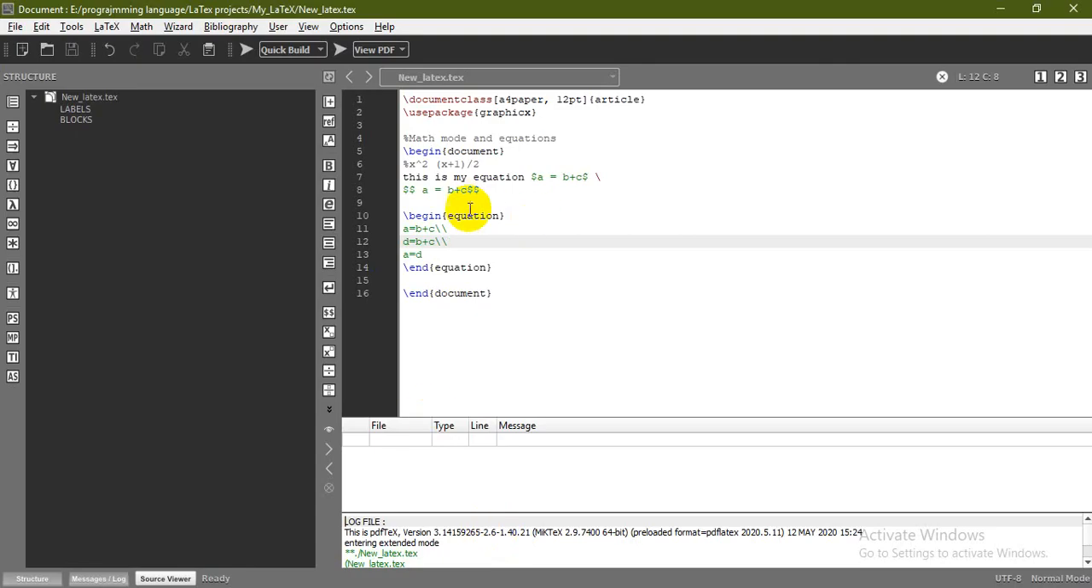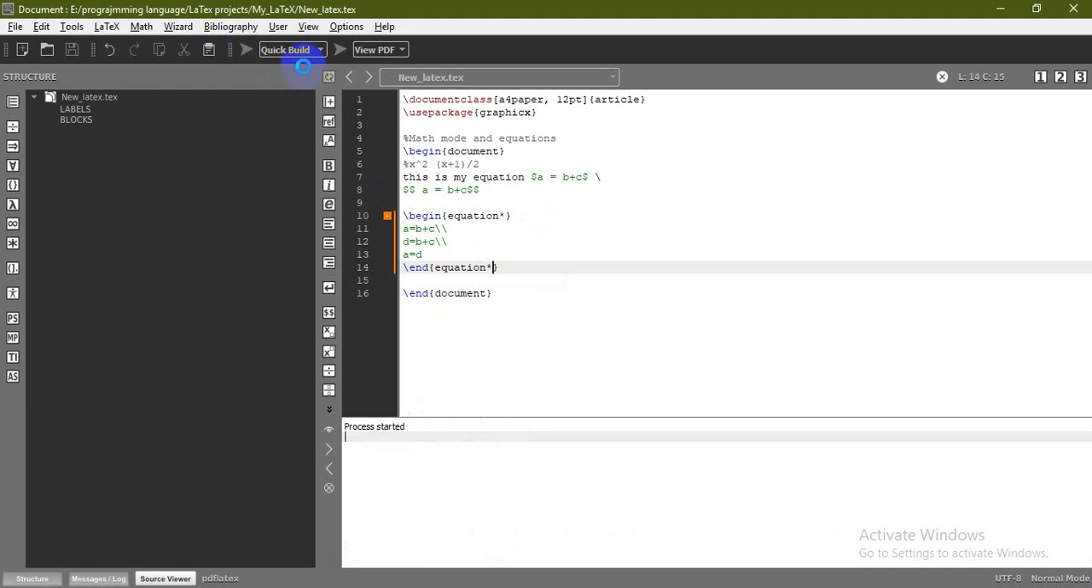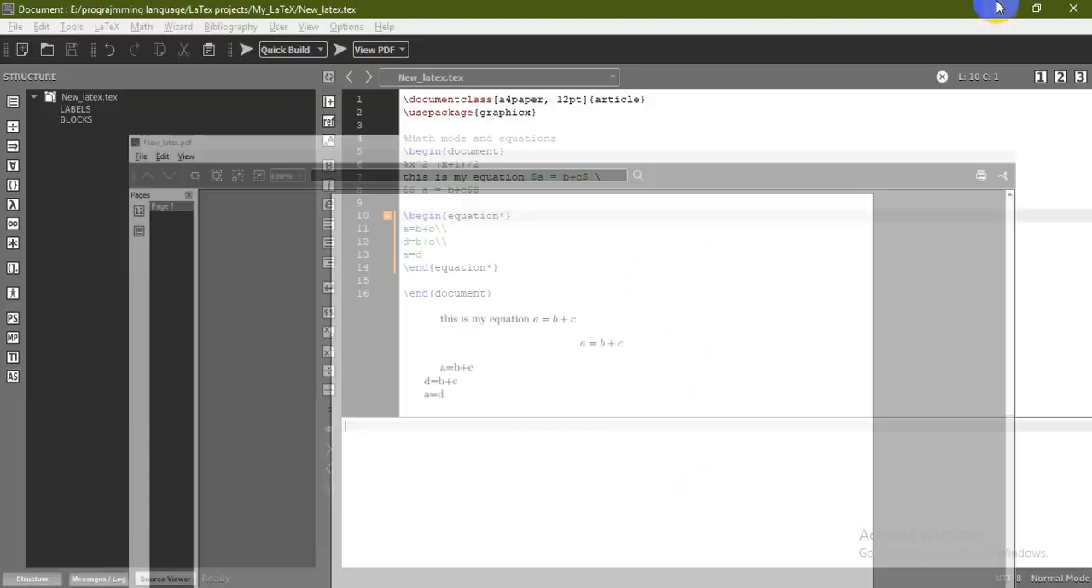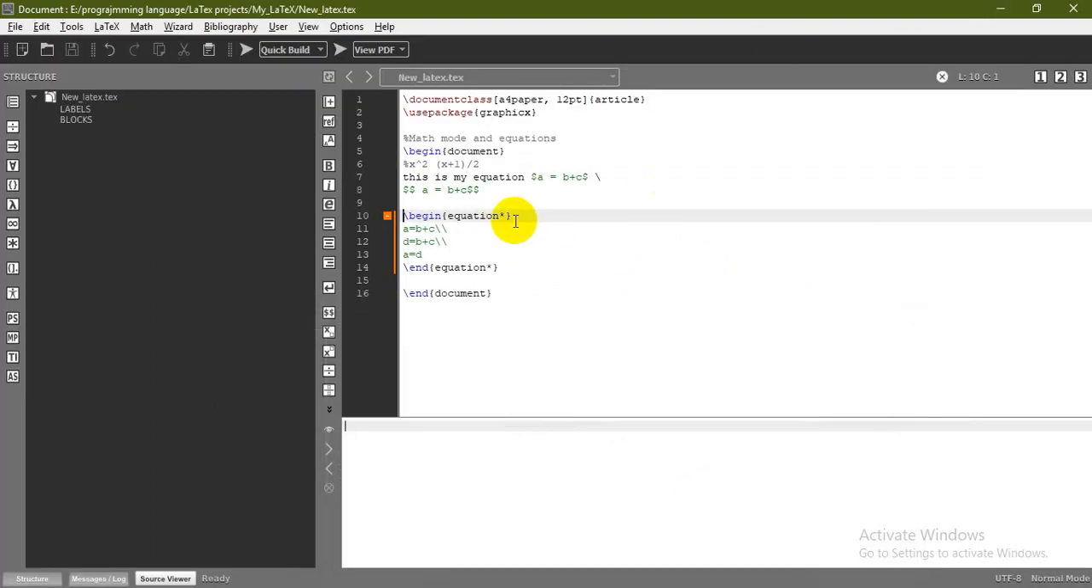Now, in order for you to remove that equation 1, you can place the asterisk sign at the end. You compile. You see that it has removed equation 1. Asterisk sign at the end.